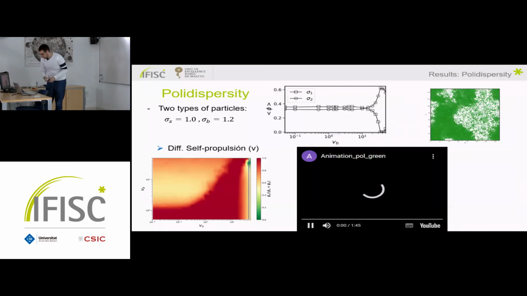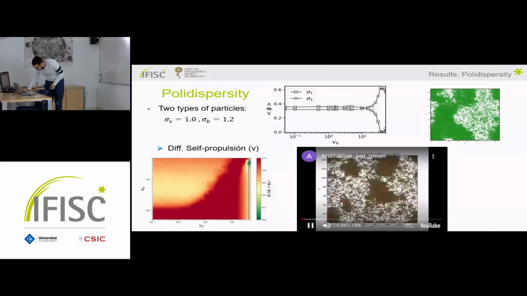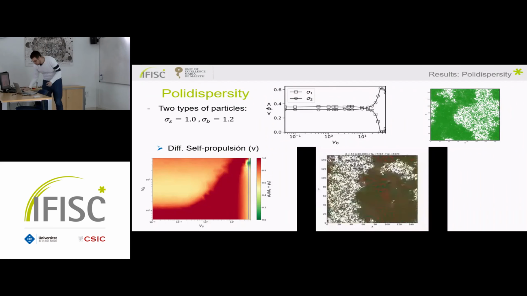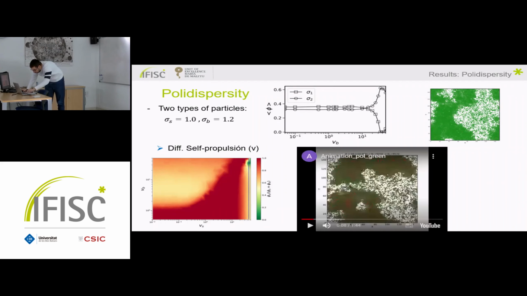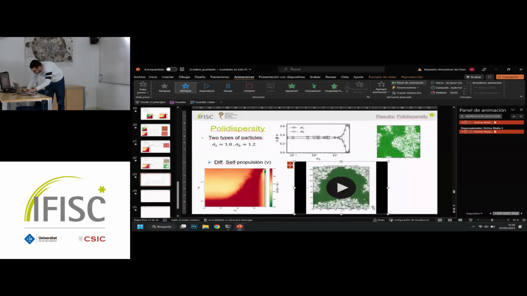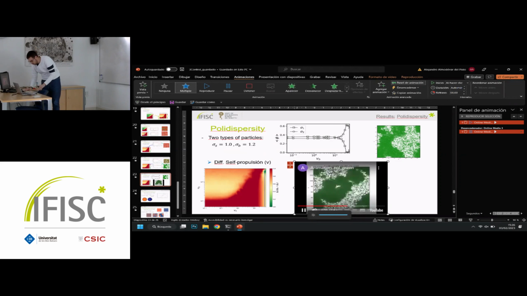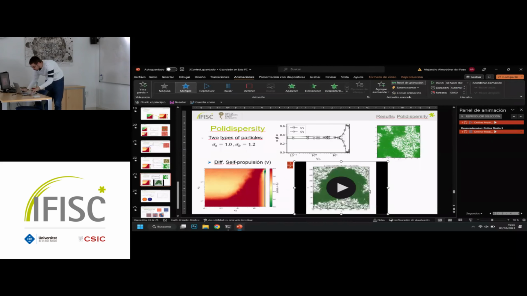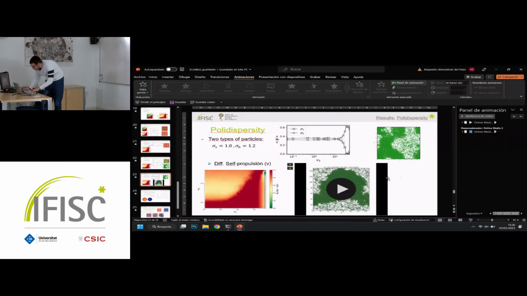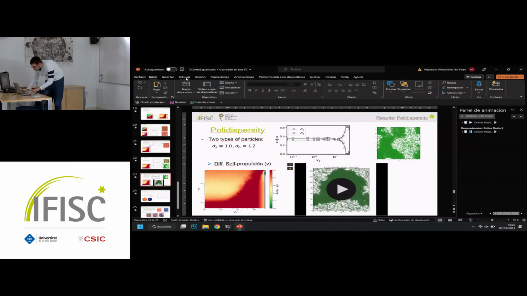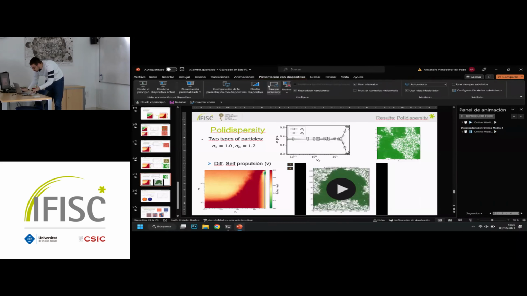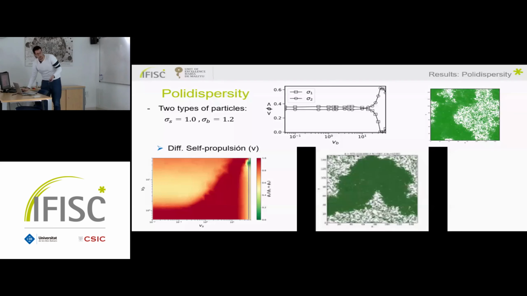We can see here a movie. Because in a large time, it's fully dominated by the green ones.